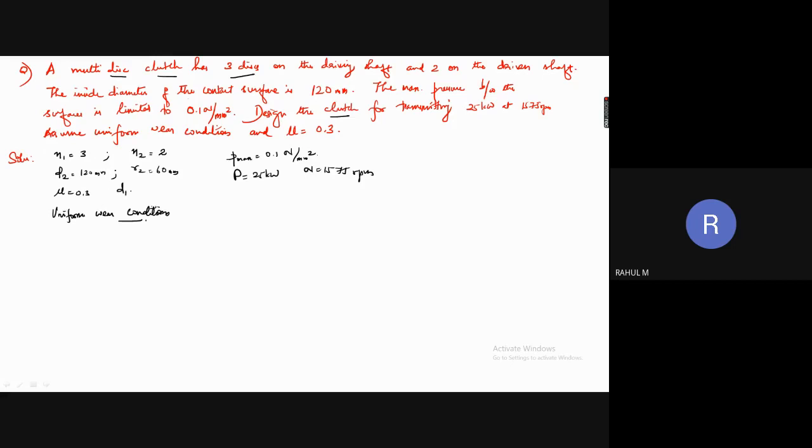So all you need to find is D1 or R1. Okay, R1. Now, how do we find that? There is an unknown value there, right? Again, you are asked to use uniform wear condition, and the end equation is that the torque transmitted is given by mu W RF, right? Now, let us check whether all these data are given or not.